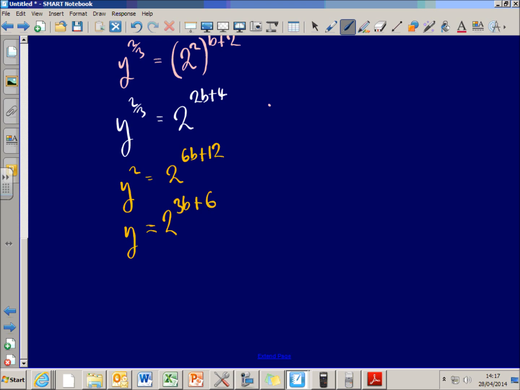How's that? It says write down, show that y equals 2 to the power of p, where p is an expression in terms of b. So p is equal to 3b plus 6. What do you think of that? Is that nice or nasty? Yeah, it's not nice, is it?